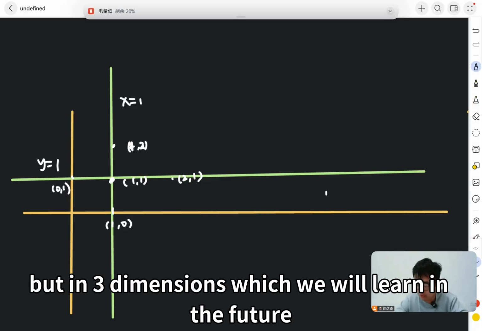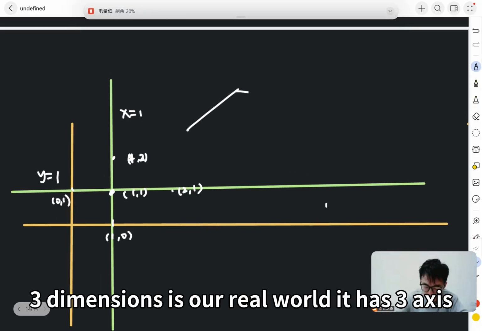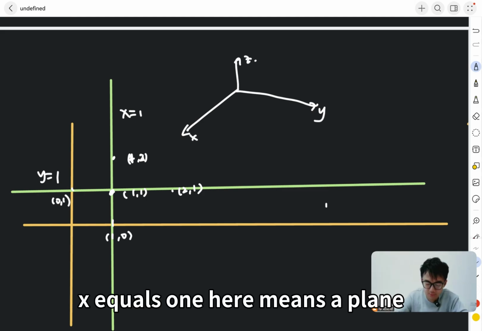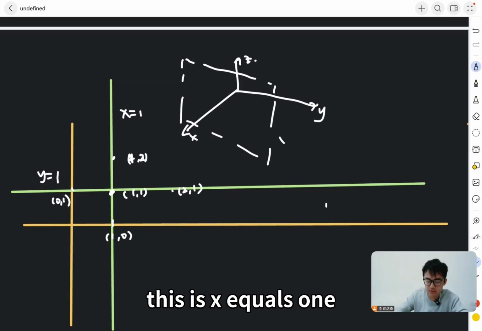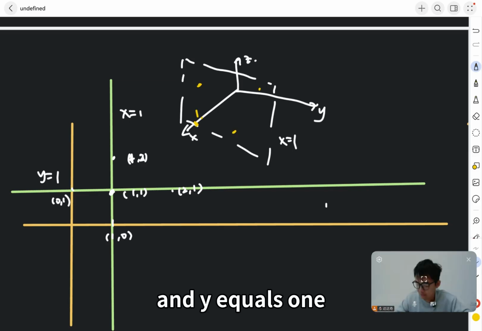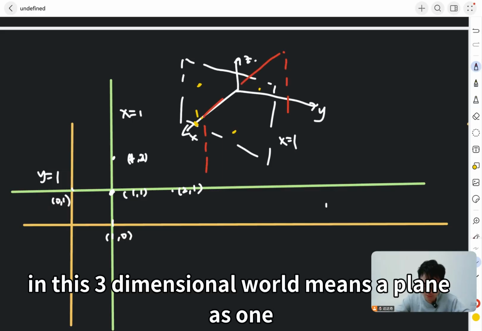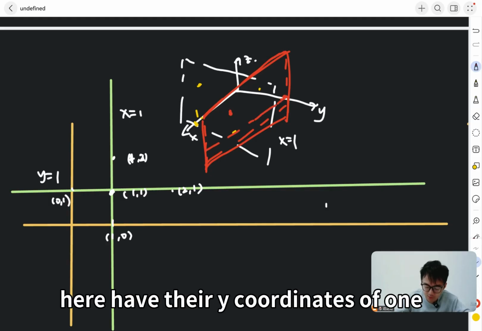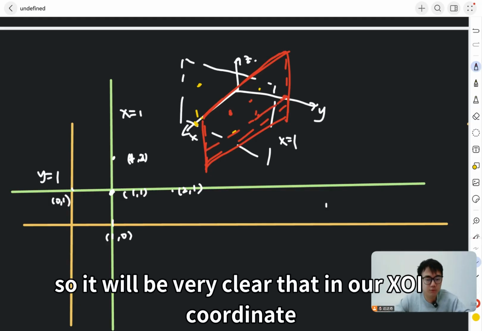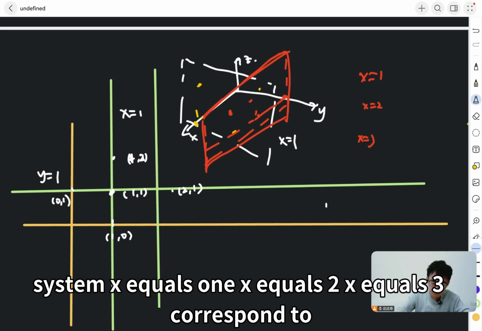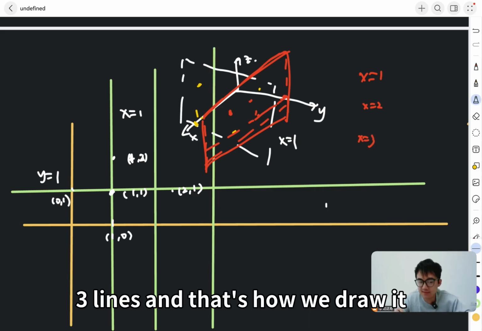But in 3 dimensions, which we will learn in the future, 3 dimensions is our real world. It has 3 axes. x equals 1 here means a plane, because all the points on the plane have x coordinates of 1. And y equals 1 in this 3-dimension world means a plane as well, because all the points here have y coordinates of 1. So it will be very clear that in our x-y coordinate system, x equals 1, x equals 2, x equals 3 correspond to 3 lines, and that's how we draw it.